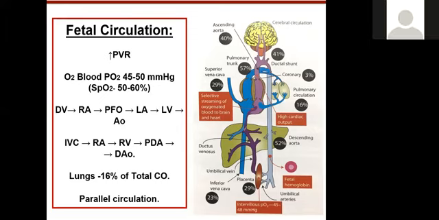The other parallel circulation is where the blood from the lower part of the body is drained to the IVC, right atrium, right ventricle, and through the ductus it gets into the descending aorta. If you look, only 16% of the total cardiac output is drained to the lungs in fetal life. So this is a parallel circulation in the fetus.